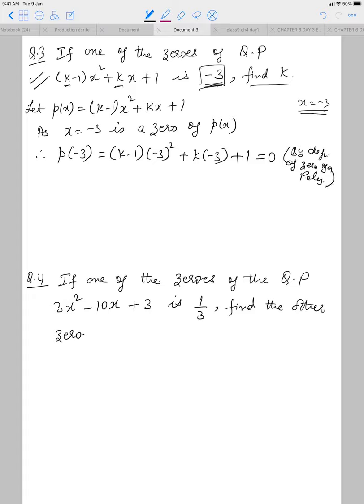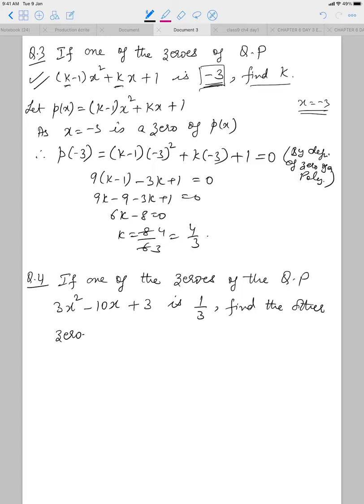So when I open up the bracket, I'll get 9 into k minus 1 minus 3k plus 1 equal to 0, and when you open it out, 9k minus 9 minus 3k plus 1 equal to 0, 6k minus 8 equal to 0, so k is equal to 8 upon 6, which gives you 4 by 3. That is the value of k in this question.